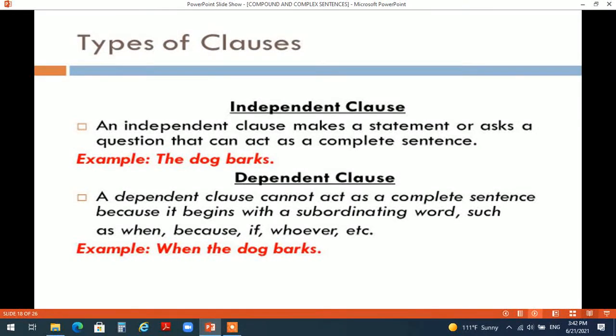لا يمكن أنه أستخدمها كجملة كاملة لأنه المعنى غير مكتمل. I have to complete the meaning. That's why it is called dependent clause or subordinate clause. يعني هو عبارة فعلية غير مستقلة أو عبارة فعلية تابعة، يعني تحتاج إلى عبارة أخرى مستقلة كي يكتمل معنى الجملة.